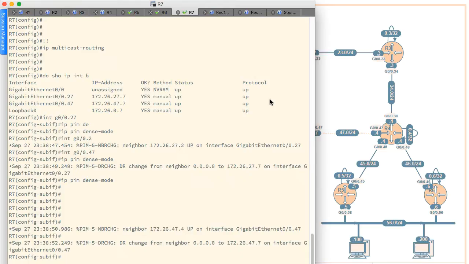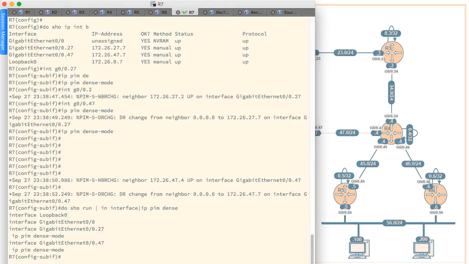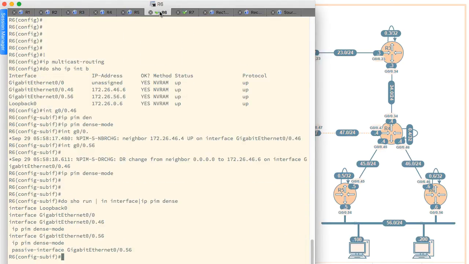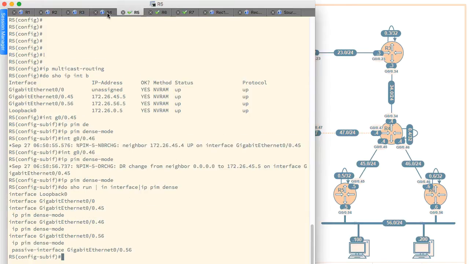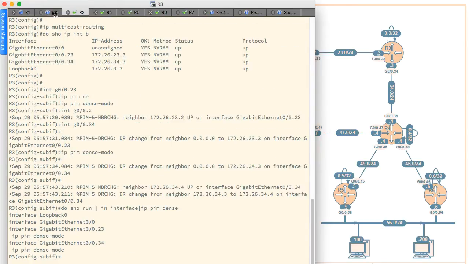Now there are several different ways of doing this. I could do a show command that I send to every session. I could say something like do show run include interface and then ip pim dense. If I look everywhere, you'll see that I have all of these interfaces now enabled with PIM dense mode.